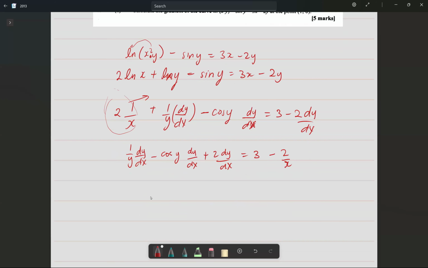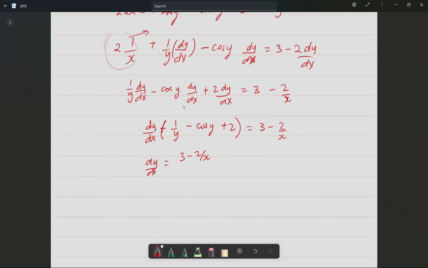Factor dy/dx: we have dy/dx multiplied by 1 over y minus cosine of y plus 2, is 3 minus 2 all upon x. dy/dx is going to be equal to 3 minus 2 over x, all divided by 1 over y minus cosine of y plus 2.